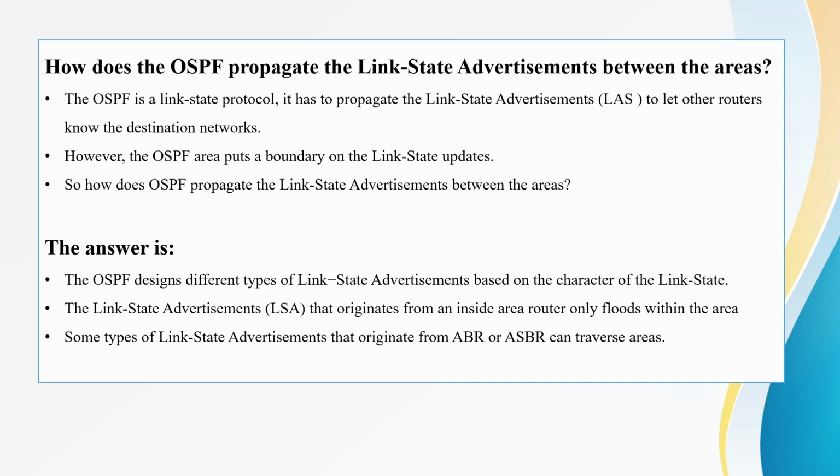The answer is the OSPF designs different types of the link states advertisement based on the character of the link states. The link states advertisement that originated from an inside area router only floods within the inside. Sometimes the link states advertisement that originated from ABR, ABR means area boundary router, or ASBR, ASBR here means autonomous system boundary router, can traverse areas.